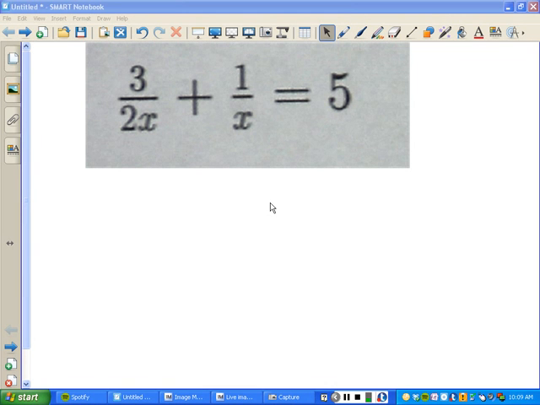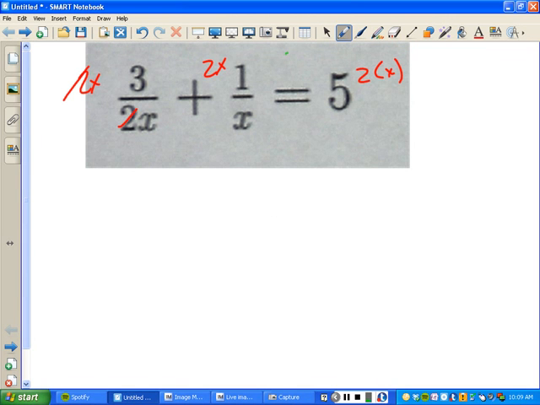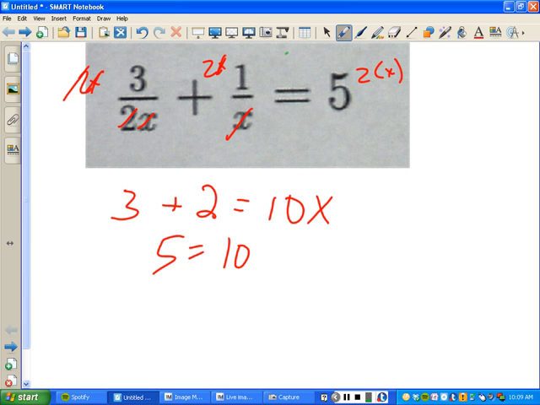That's your common denominator. So you're going to go 2x here, 2x here, and 2x here. Right? Here the 2 cancel, the x and the x cancel, you're left with just 3. Plus, here the x cancel, here the x cancel, you're left with 2. Equals 5 times 2x is 10x. 3 plus 2 is 5. That equals 10x. Divide by 10, divide by 10. And x is equal to 1/2.